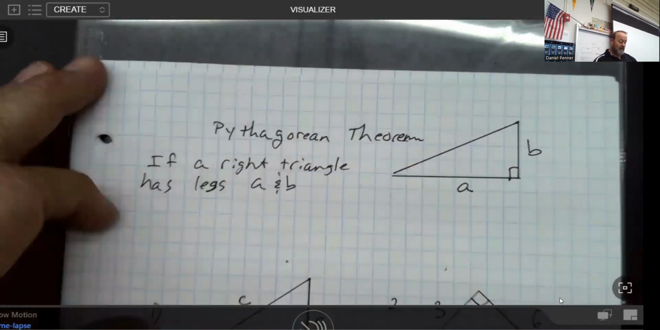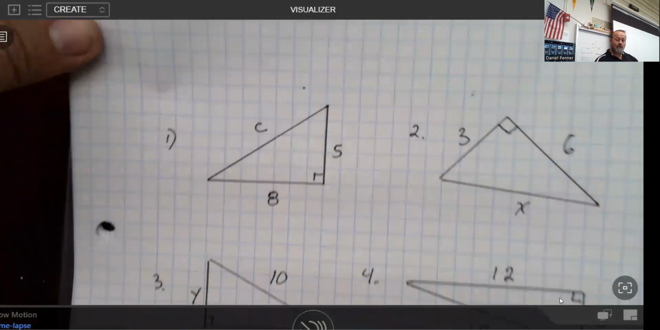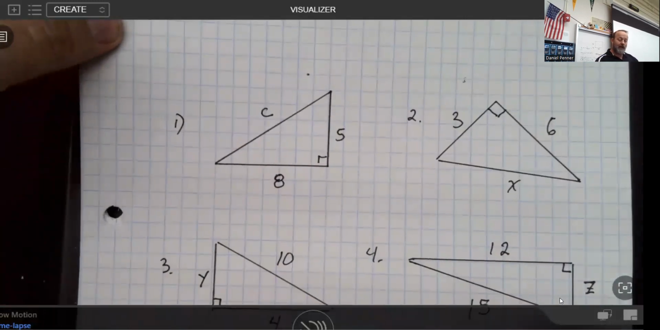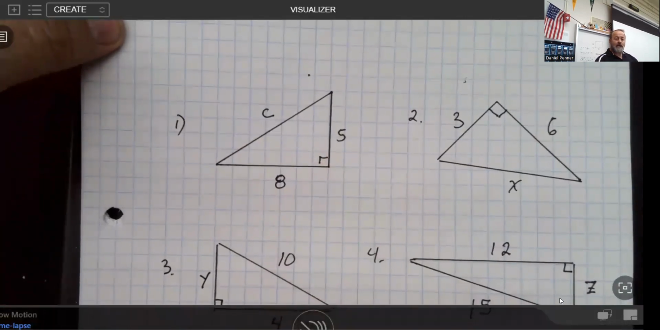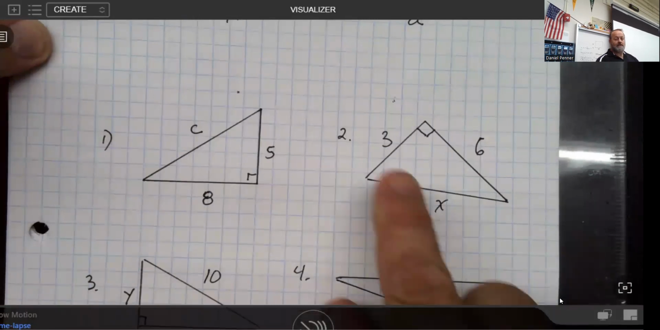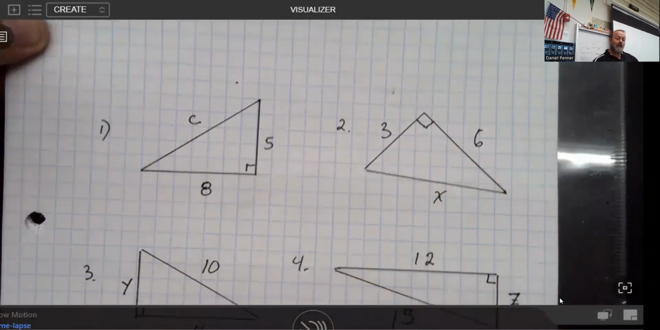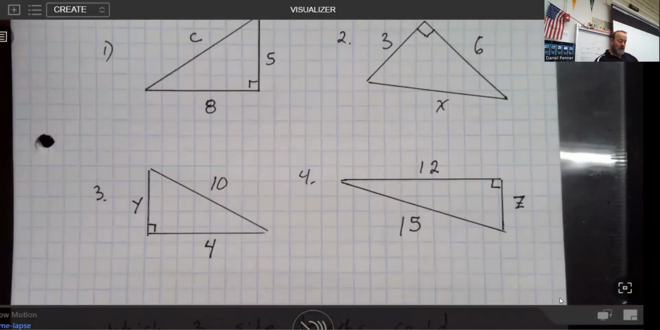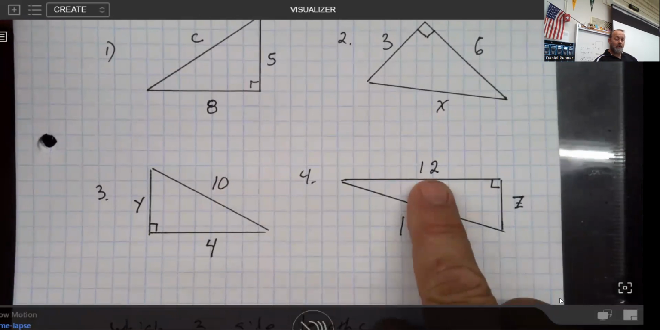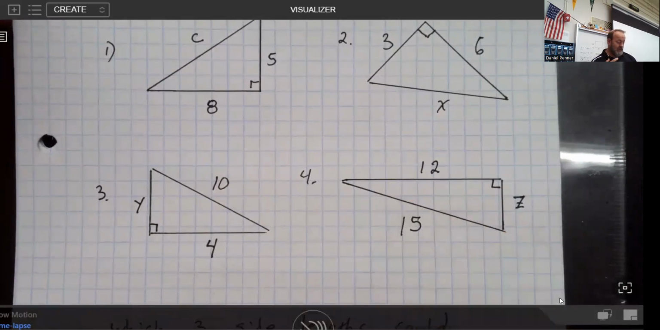The legs of my first problem that I'm going to work on with you are 8 and 5. The legs on the second one are 3 and 6. Sometimes people mess that up. Remember, the legs are the two sides that are right next to the 90. The next one, number 4, with the legs would be Z and 12, or 12 and Z.